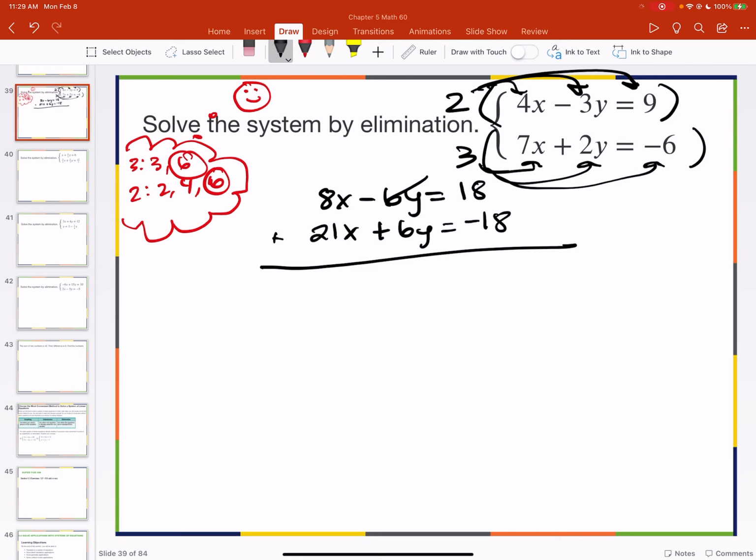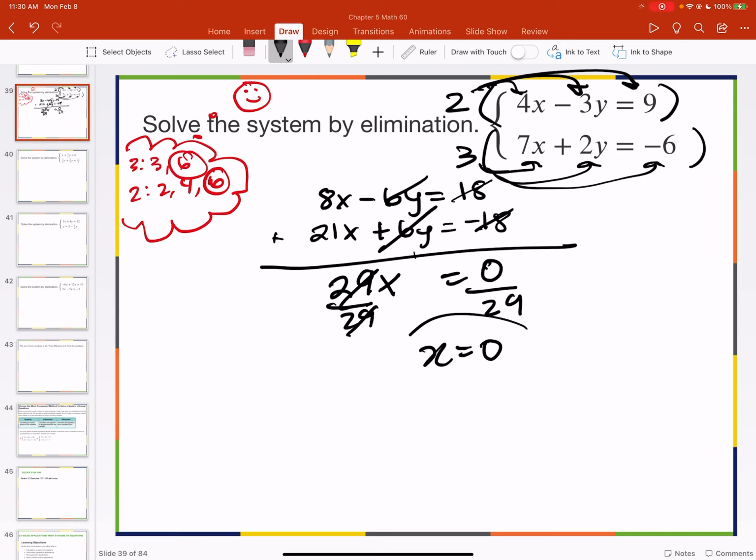That's going to cancel these, which is what I wanted. And I'm going to get 21 plus 8, so that's 29x is equal to, actually, this also cancels out and becomes 0. Why didn't we write 0 on the left-hand side? Because it's arbitrary, it doesn't help us. But on the right-hand side, it's very important that you do write it because there's nothing else to have on that side of the equation. So anyway, divide by the coefficient of x. X is equal to 0.